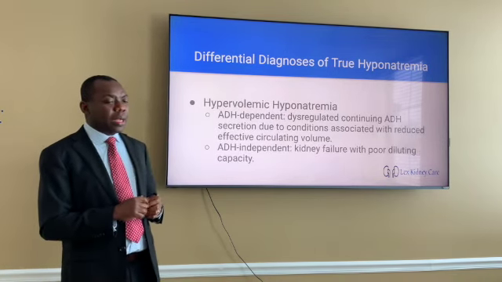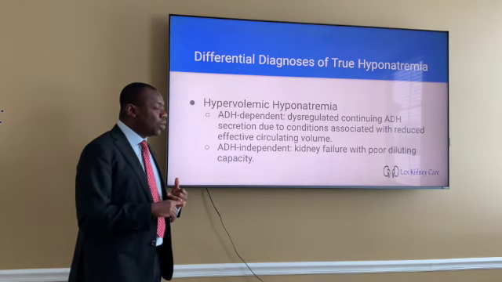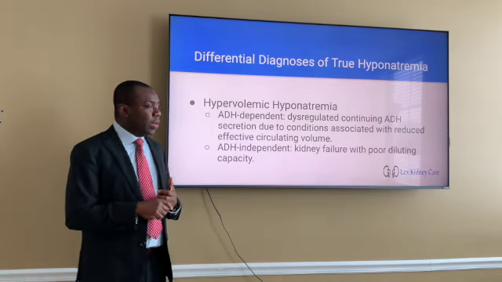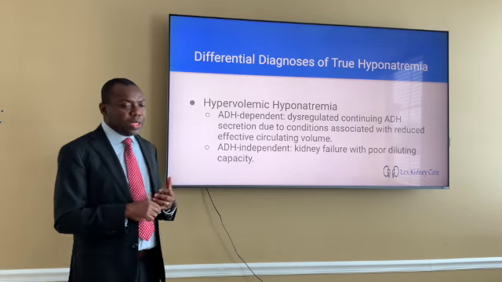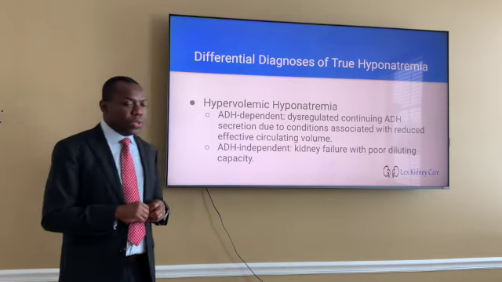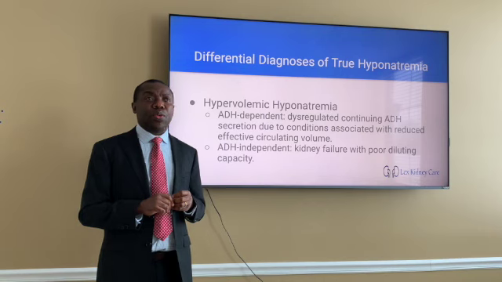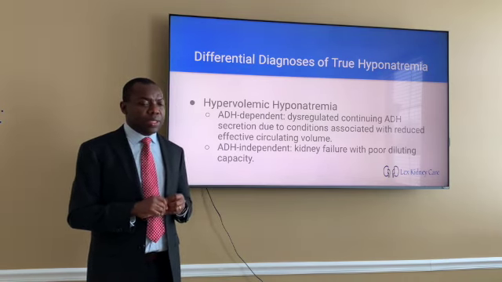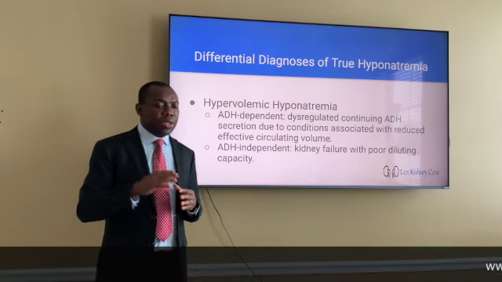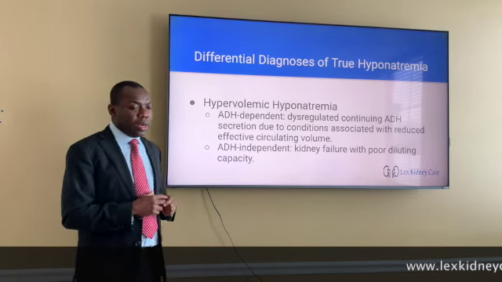Then hypovolemic hyponatremia, and in this case too, you can have two types. You can have either ADH dependent or ADH independent. With the ADH dependent, we have dysregulated continuous ADH secretion due to conditions associated with reduced effective circulatory volume. So this is important because a typical example will be somebody who comes with congestive heart failure. They have hypovolemia, the ADH is secreted because there is decreased effective circulatory volume.